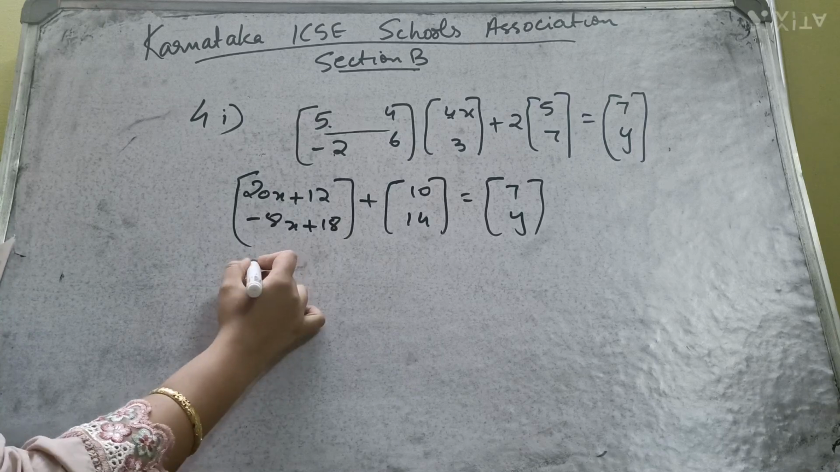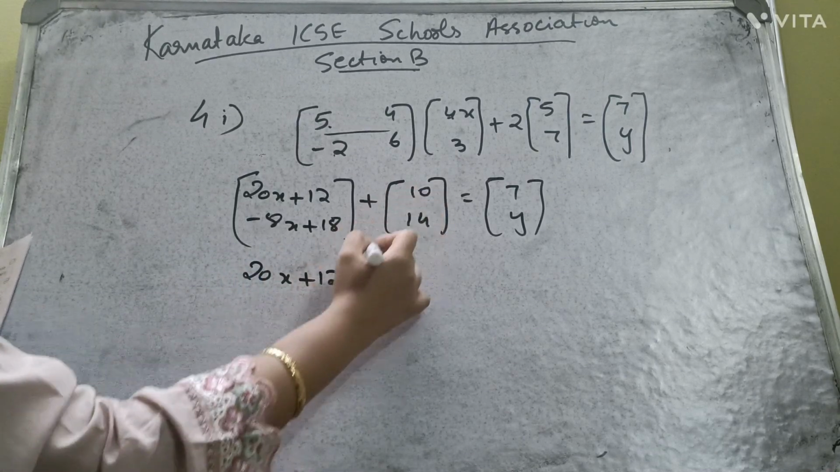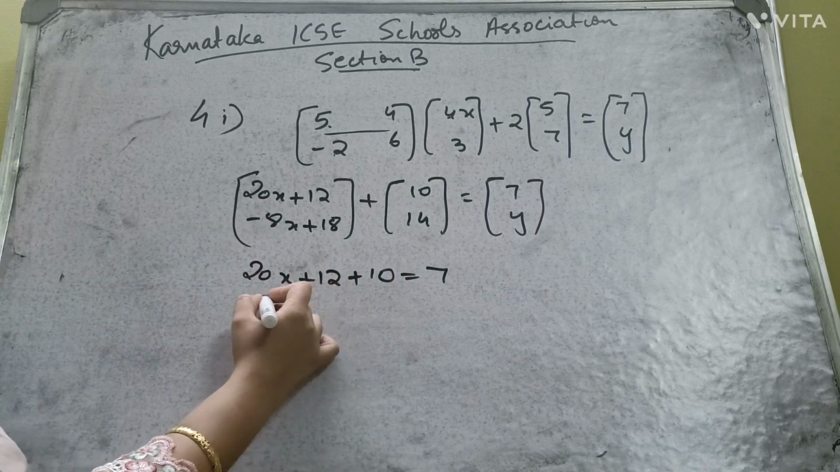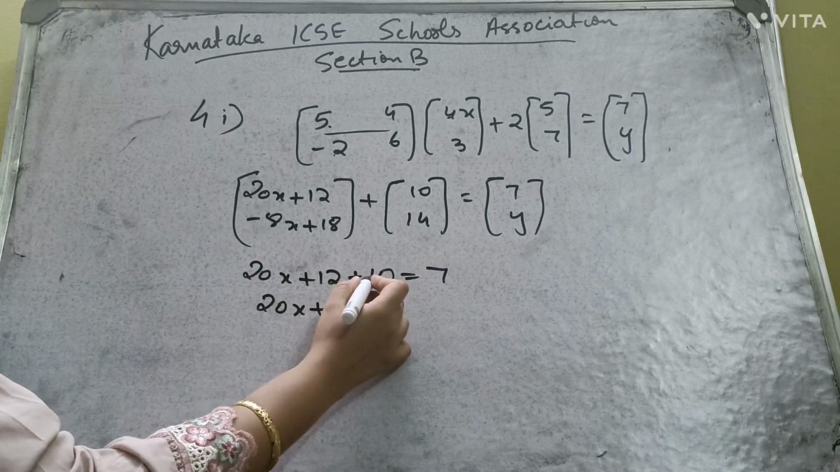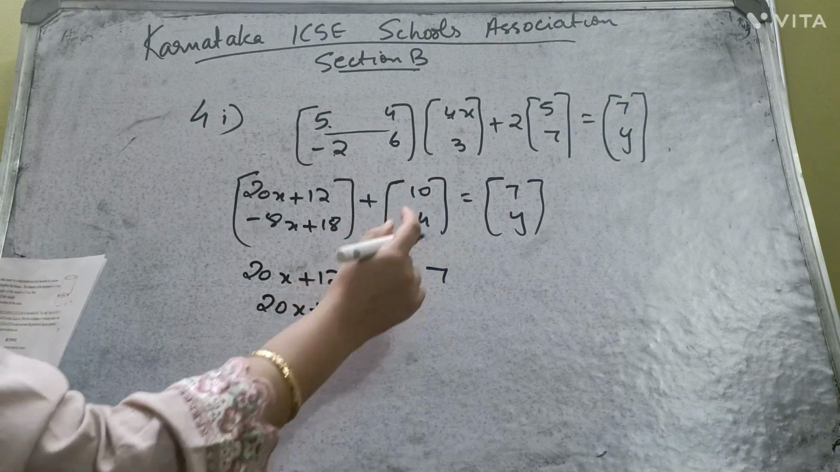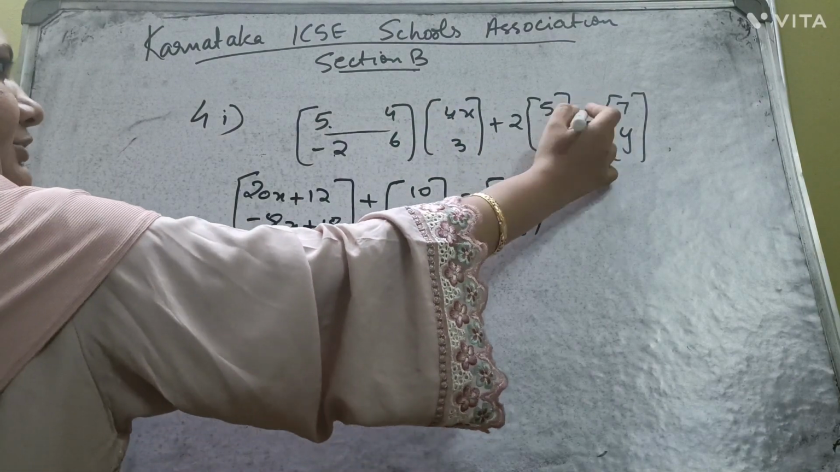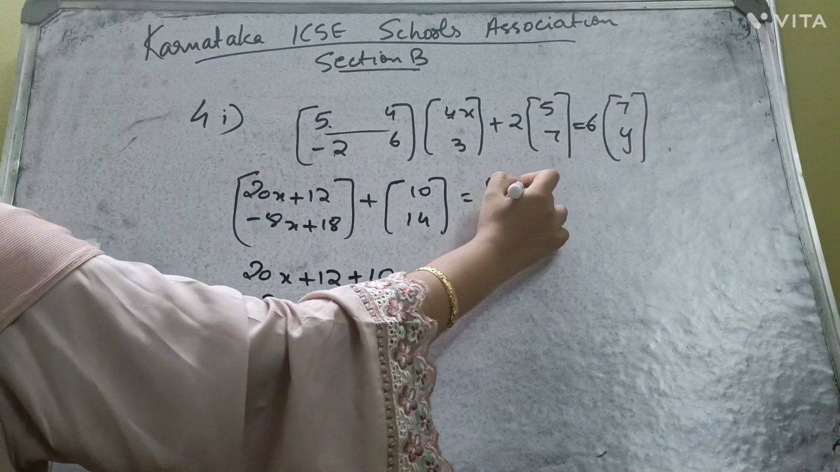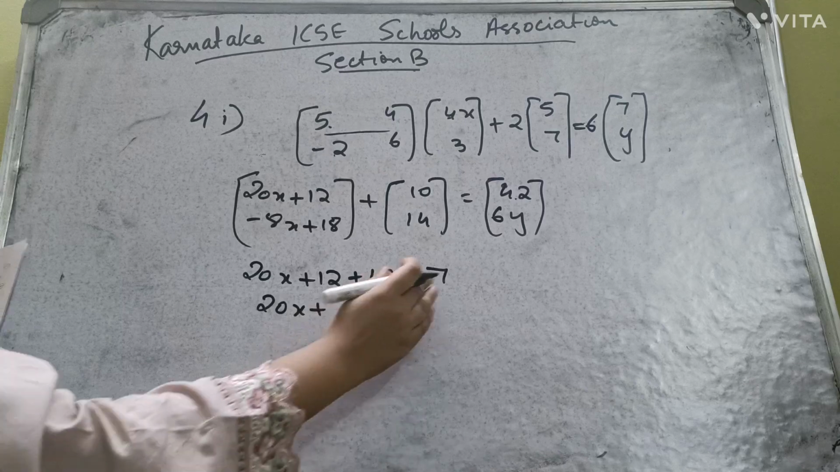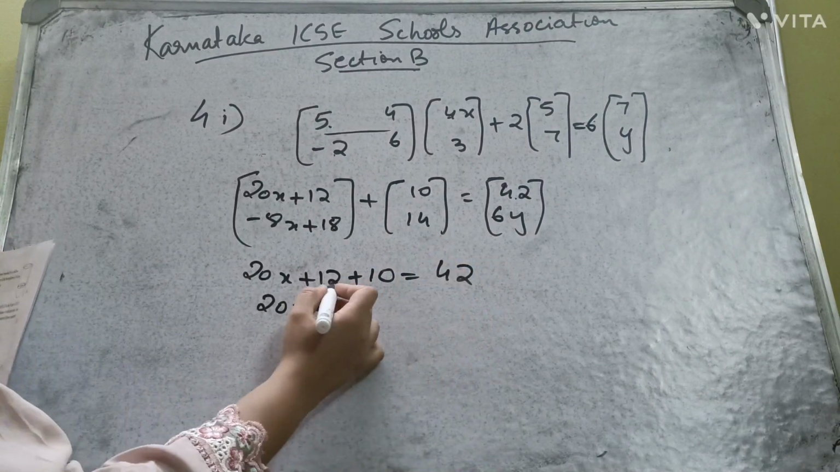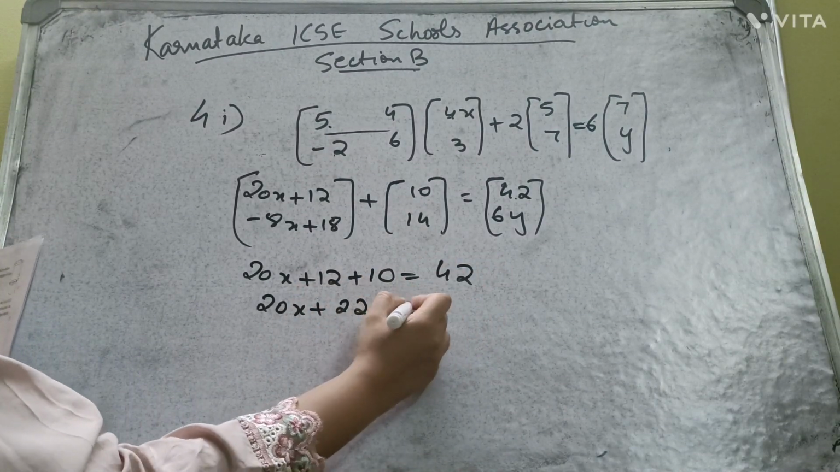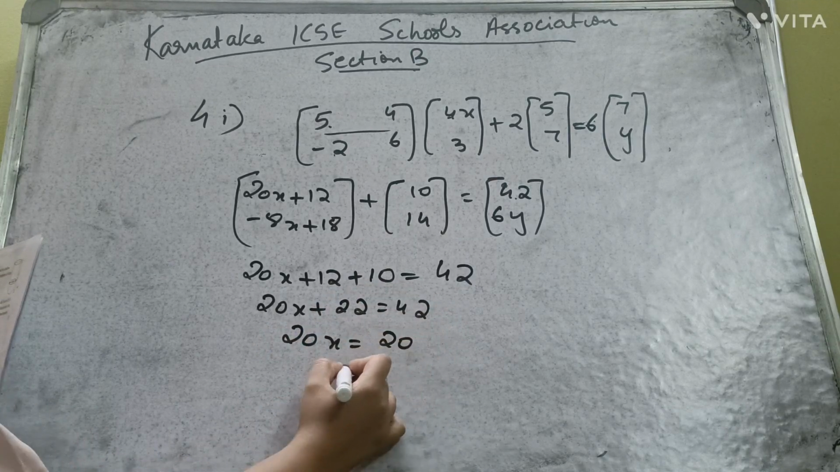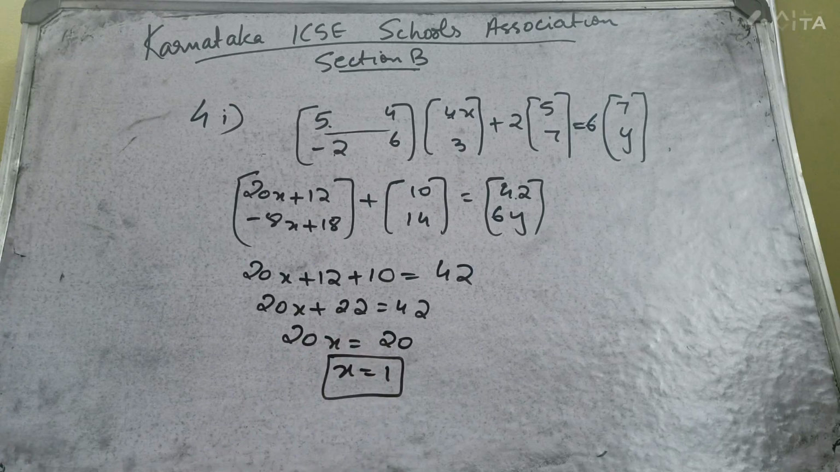Now let us write this in the linear form. So 20x plus 12 plus 10 is equal to 7. So on solving this, sorry, I've written it incorrectly. So this is equal to 6 into 7 by y. So 6 sevens are 42 and this is 6y. Alright, so 20x plus 22 is equal to 42. 20x is equal to 42 minus 22, which will be 20. Therefore, value of x is 1.